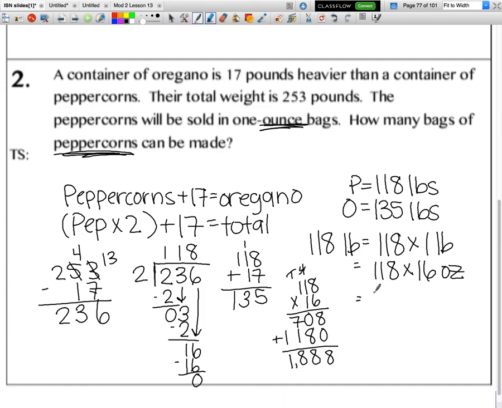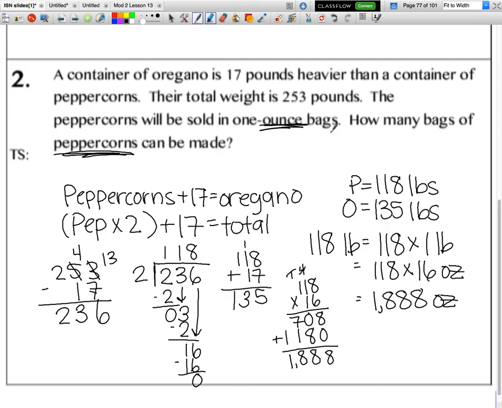Okay, so if I have 1,888 ounces of peppercorns, that means that I can sell 1,888 1-ounce size bags of peppercorn.